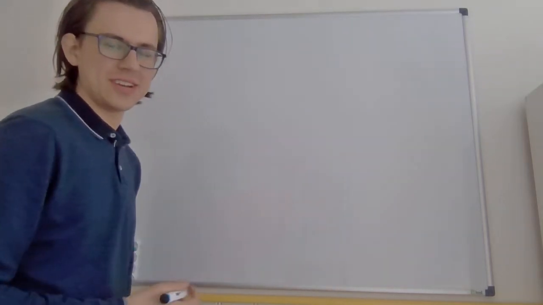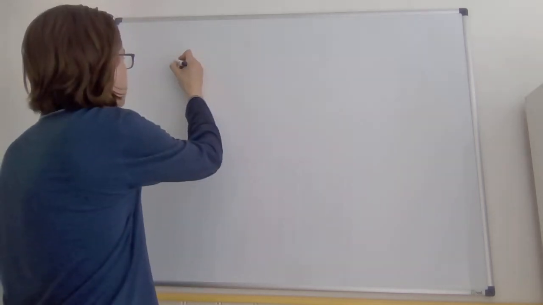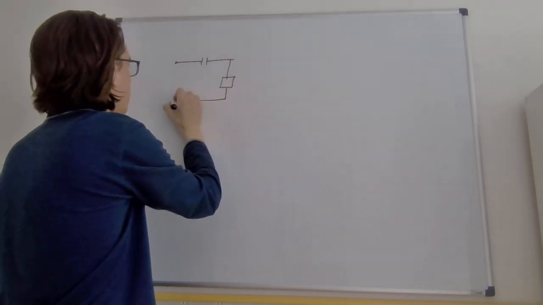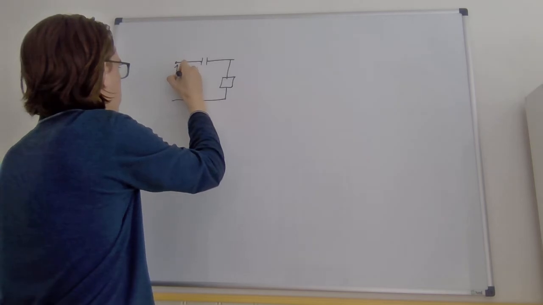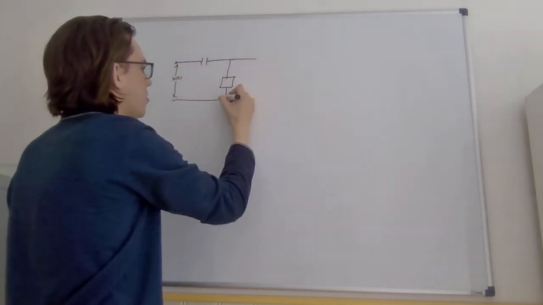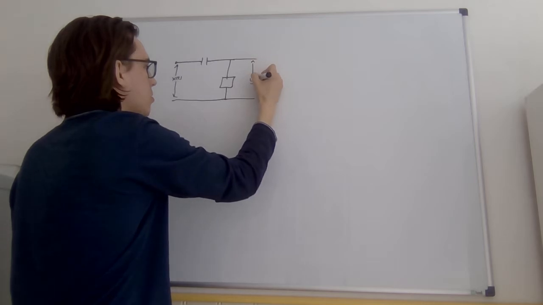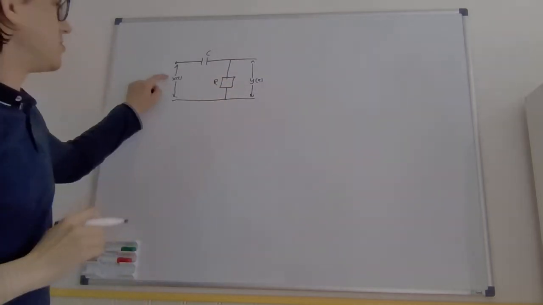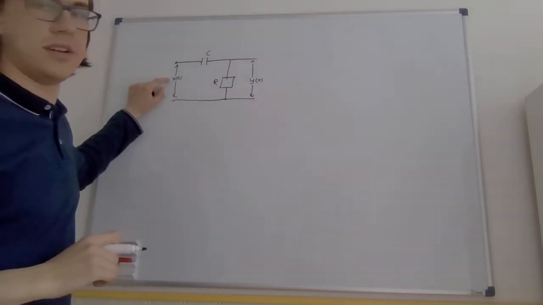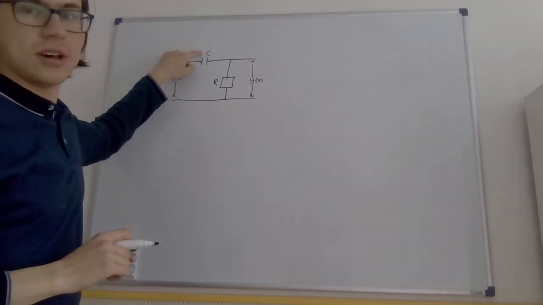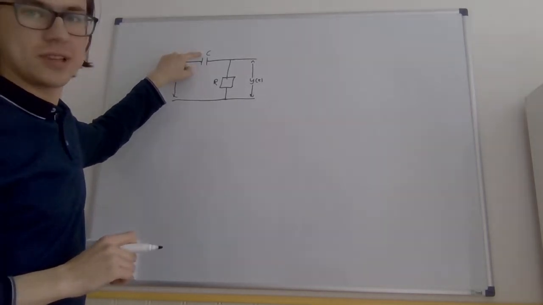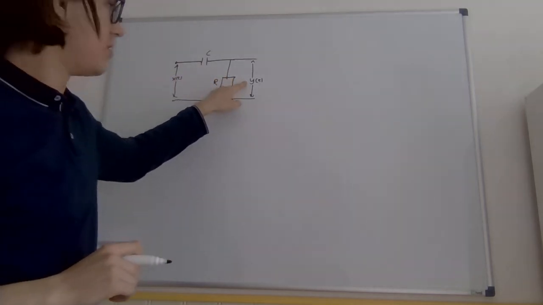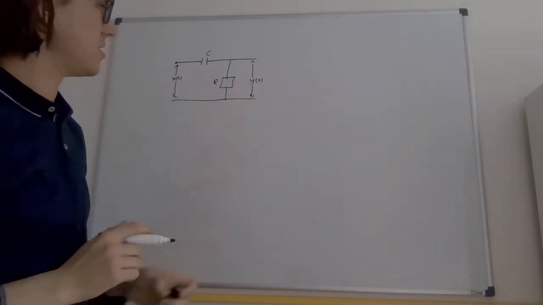In this video, we're going to analyze the behavior of a certain circuit, namely this circuit. This is a circuit with an input voltage signal here labeled as x of t, a capacitor with capacitance C, a resistor with resistance R, and an output voltage function labeled as y of t.